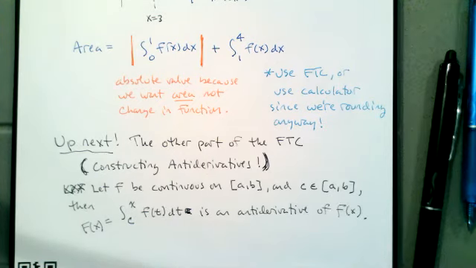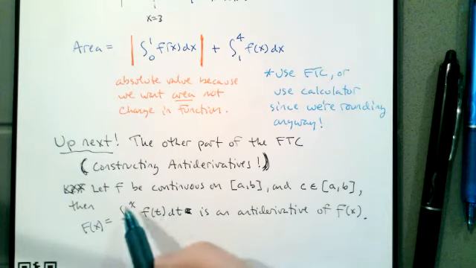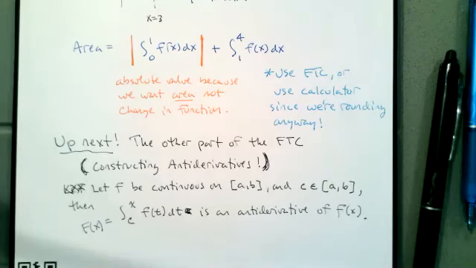So we institute this dummy variable. We find the antiderivative with respect to t, then we can plug in the x wherever the t is. So it's kind of a formality. That's not the sneaky part.